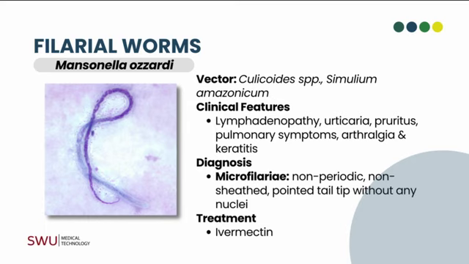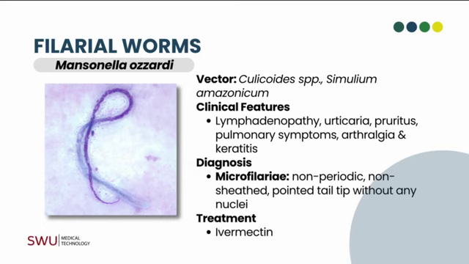Its clinical features are mostly asymptomatic, but if the worm burden is high, it can lead to lymphadenopathy, urticaria or hives, pruritus, pulmonary symptoms, arthralgia or pain in the joints, and keratitis. For its diagnosis, the microfilariae is demonstrated in the blood.